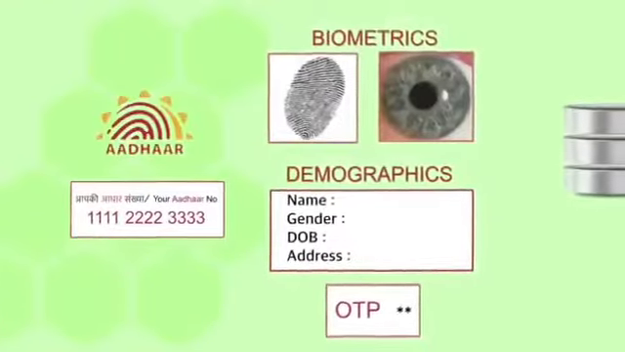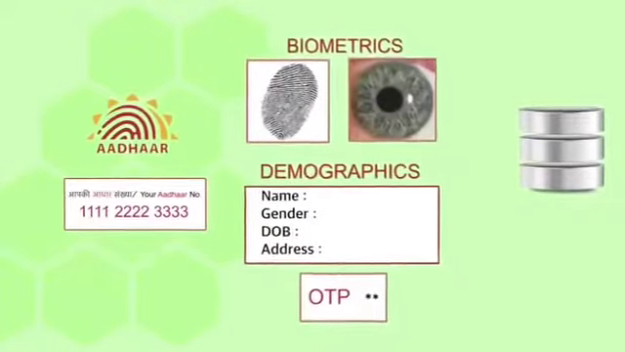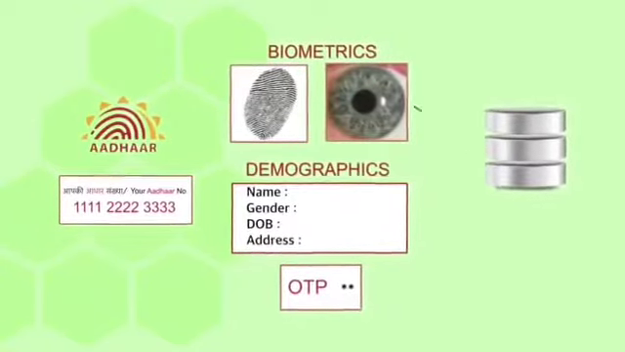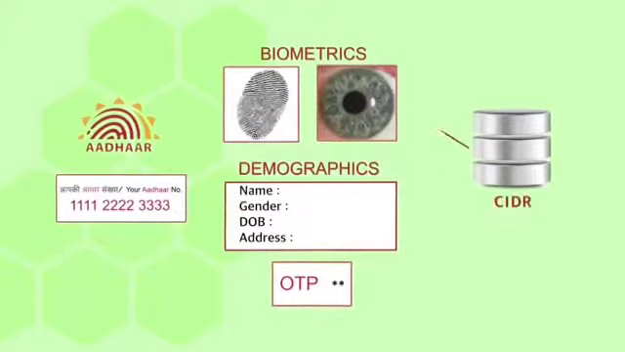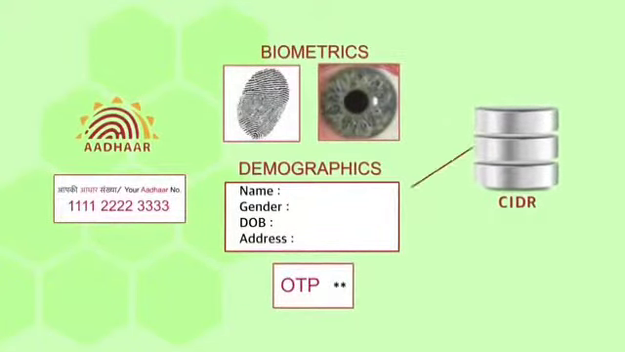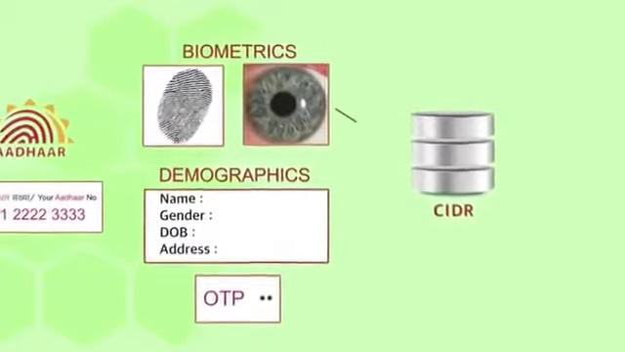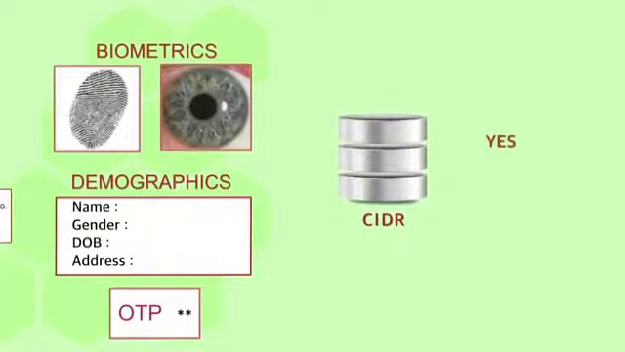This is the process wherein Aadhaar number along with biometrics or demographics is submitted to UIDAI's Central Identities Data Repository (CIDR) for verification well in advance. CIDR verifies whether the data submitted matches the data available in CIDR and responds with only yes or no.